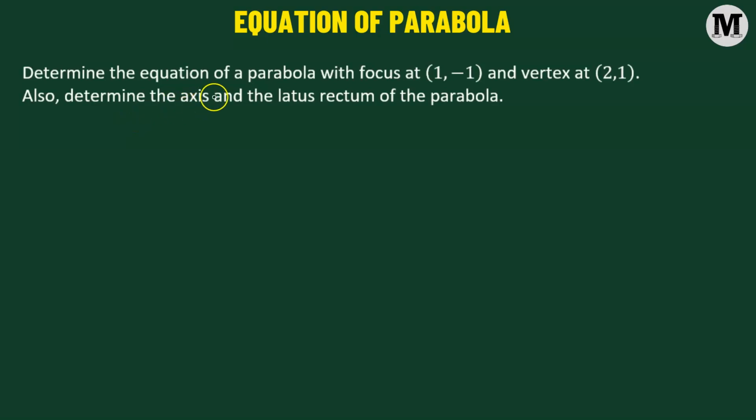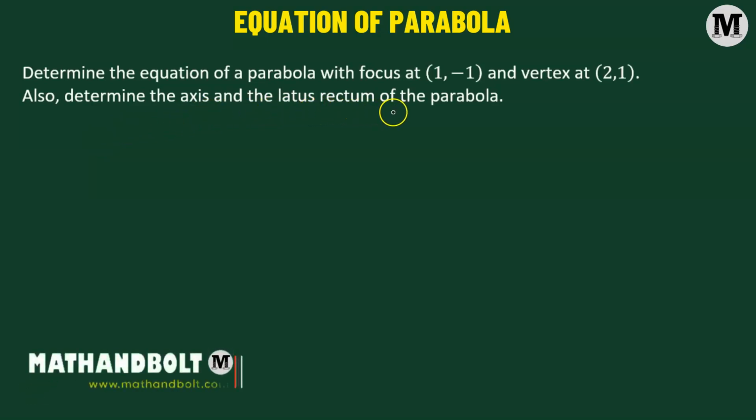So in this problem, we need to determine the equation of a parabola with focus at the point (1, -1) and vertex at (2, 1). And also, we need to determine the equation of the axis of the parabola as well as the latus rectum.